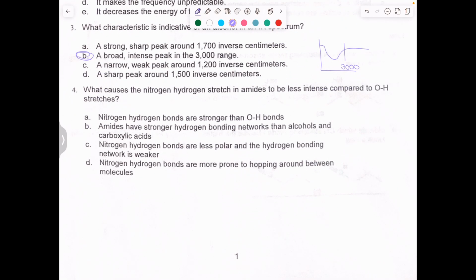So for number 4, what causes the nitrogen-hydrogen stretch in amides to be less intense compared to OH stretches? So this has to do with the electronegativity of nitrogen compared to oxygen. So oxygen is more electronegative, so it pulls the electrons stronger than nitrogen would. So that means that the nitrogen-hydrogen bonds are less polar compared to the oxygen-hydrogen ones. And that makes their hydrogen bonding weaker because there's less of a pull. So that lines up with option C.